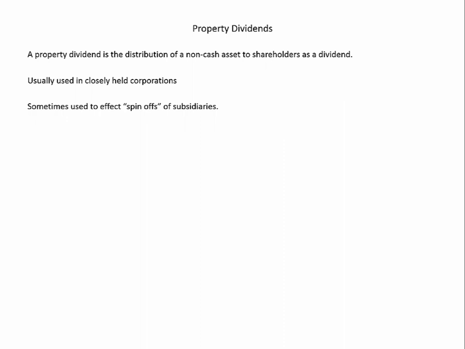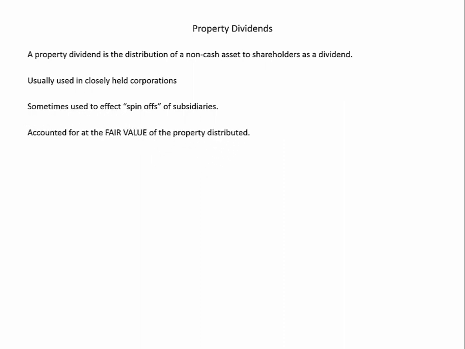Instead, it's used in closely held corporations where the shareholders might be mom and dad and Uncle Bill, and so it's fairly easy to distribute assets among a small number of shareholders. Sometimes it is used to effect spin-offs of subsidiaries. So for example, if there's a large conglomerate that wishes to divest itself of a certain subsidiary, they can spin it off and give out shares in the subsidiary to their existing shareholders in the form of a dividend.